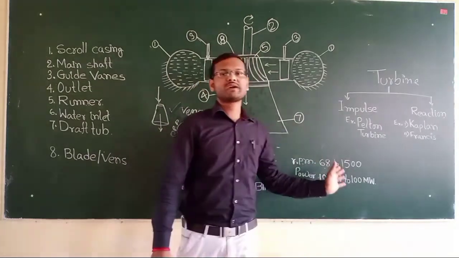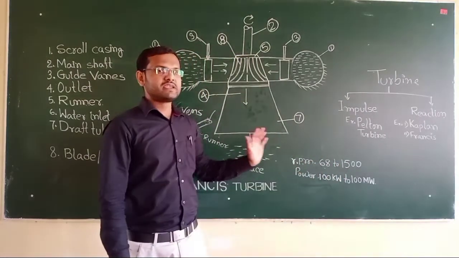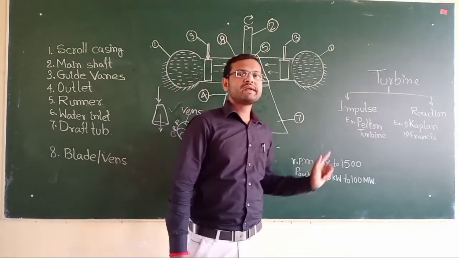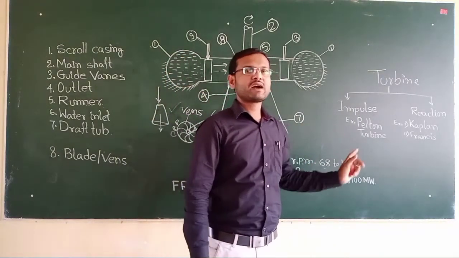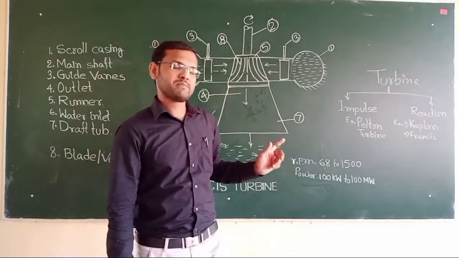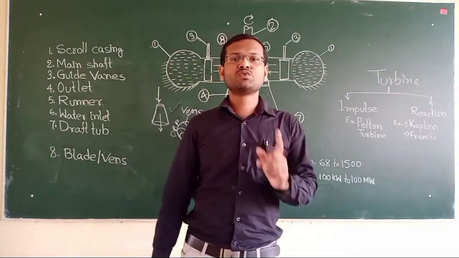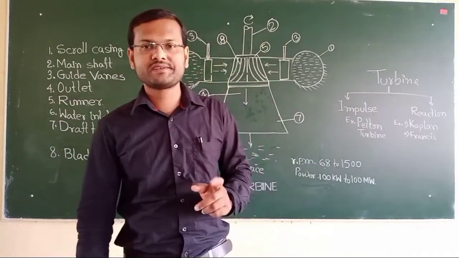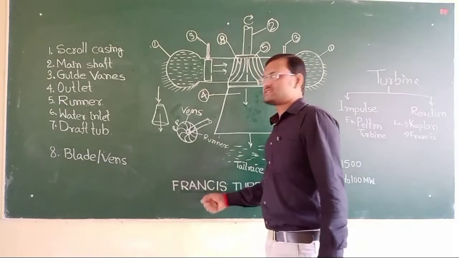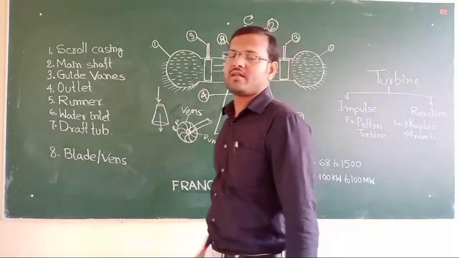The Francis turbine can give us power of 100 kilowatt to 100 megawatt, and this turbine can rotate at RPM 68 to 1500. Now I am going to discuss Francis turbine.